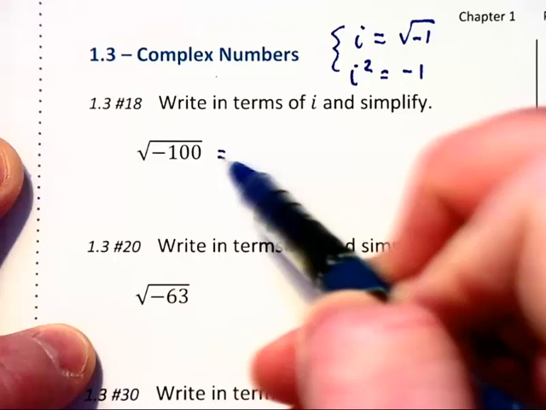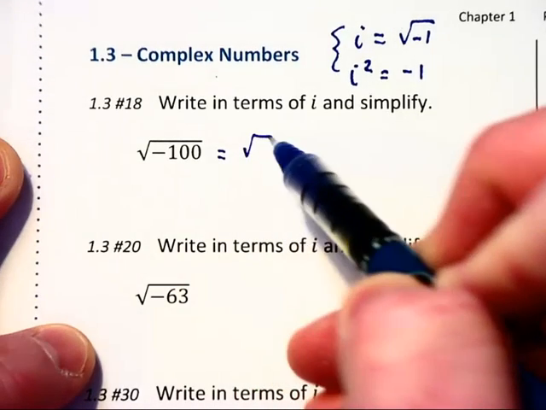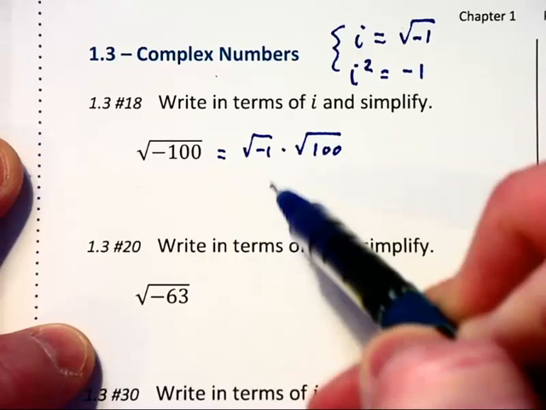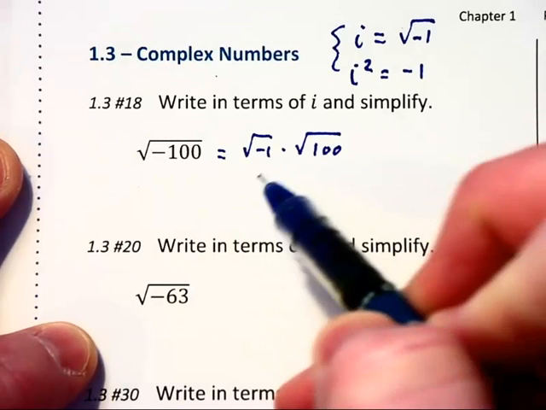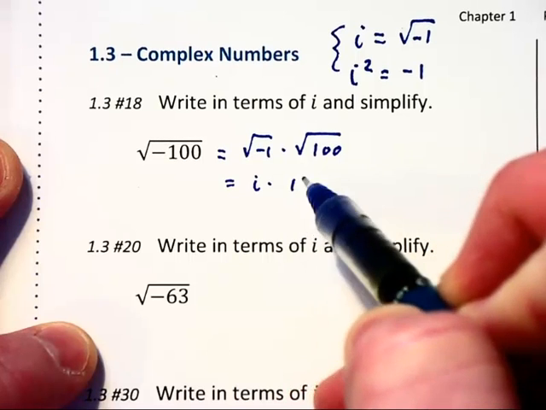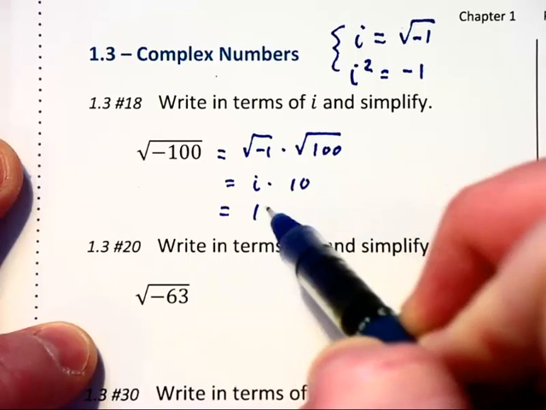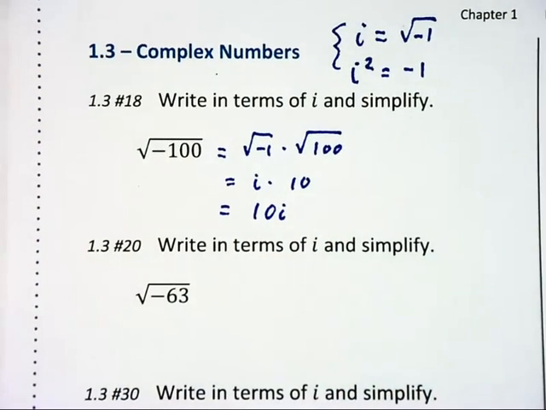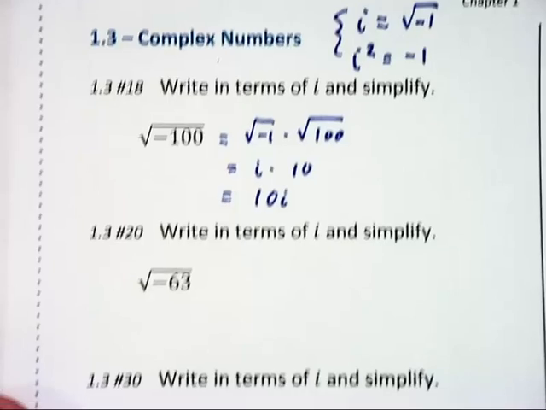We begin by writing this as the square root of -1 times the square root of 100. The square root of -1 becomes i, and the square root of 100 becomes 10. And we write this as 10i. i is always lowercase and is written after its coefficient.